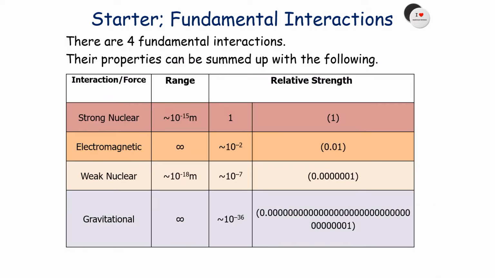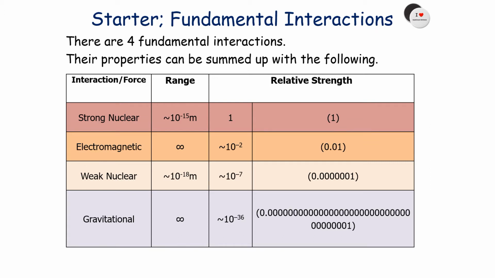So we can sum up our four interactions with the following properties. You've got the strong nuclear interaction, which is the strongest interaction, but only has a range of 10 to the minus 15 meters. We have the electromagnetic interaction as our second strongest interaction. It's about 100 times weaker than the strong nuclear interaction, but it has a range extending to infinity.